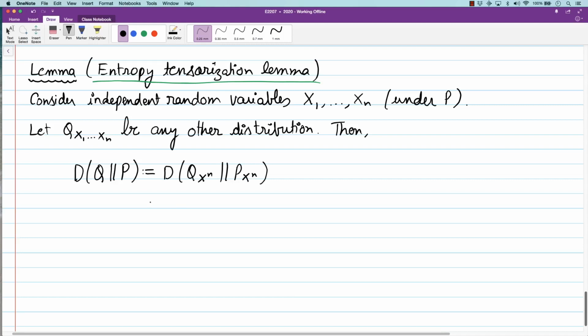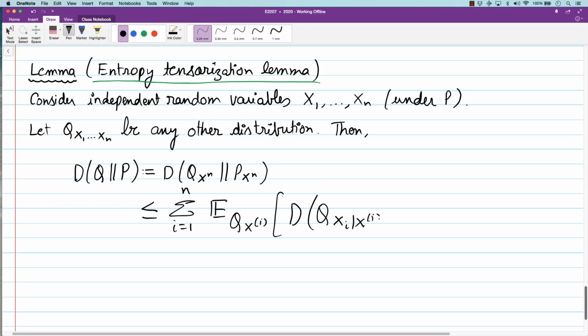is less than or equal to the summation i equals 1 to n of the expected value with respect to Q of x, everything but the ith guy, of the divergence between Q of the ith guy given everything else and P of the ith guy given everything else. That's the claim. Sort of a very interesting claim.